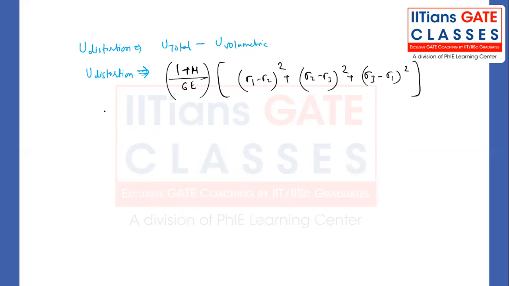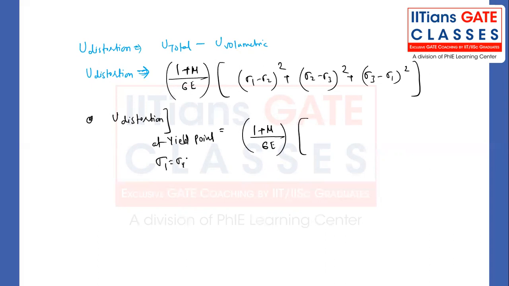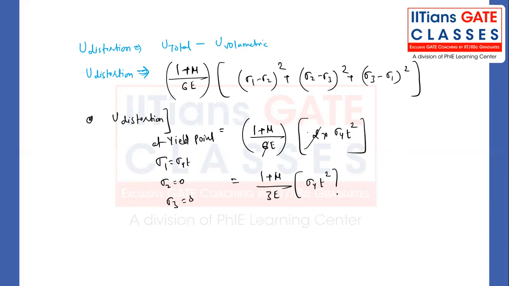And if you want to calculate the distortion energy at the yield point: 1 plus mu divided by 6E. See, at the yield point, sigma 1 will be sigma yt, sigma 2 is 0, sigma 3 is 0. So you put these in and you get sigma 1 square plus sigma 1 square, that is 2 sigma 1 square, that is 2 into sigma yt square. So this will cancel out, giving 1 plus mu divided by 3E into sigma yt square. We can also write 1 plus mu divided by 3E, sigma yt divided by factor of safety, whole square. Right?